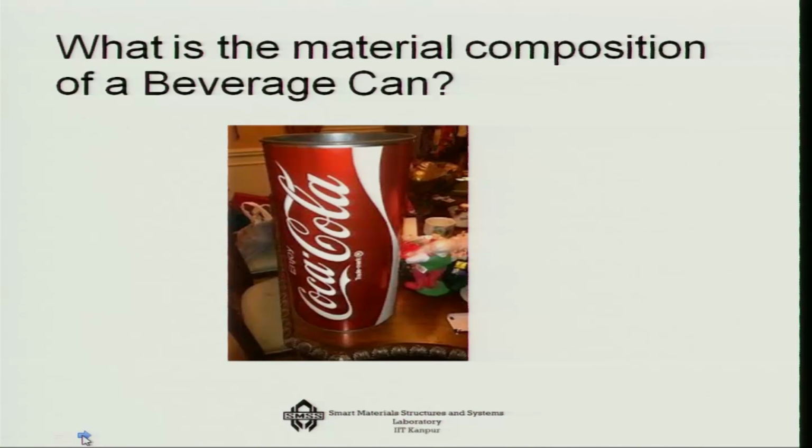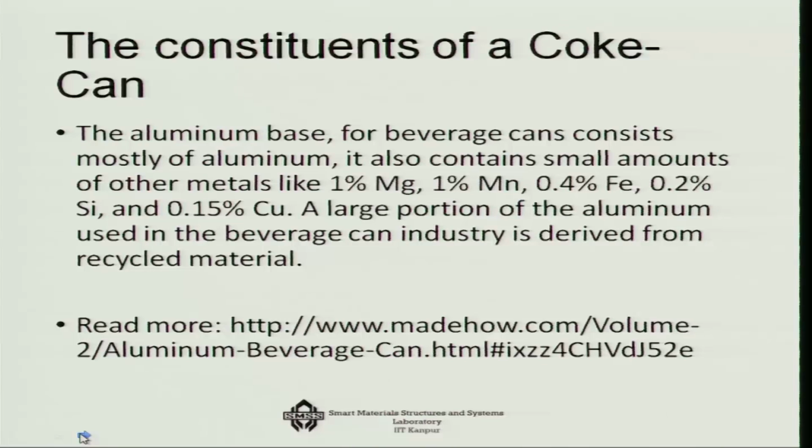If you really find it out, you will see that the lightness is attributed to its aluminium base. Most beverage cans consist mostly of aluminium, but it is also an alloy. So, this is a non-ferrous alloy. It has 1% of magnesium, 1% of manganese, 0.4% of iron and 0.2% of silicon and a very small percentage of copper. That is a very interesting example of a non-ferrous alloy.